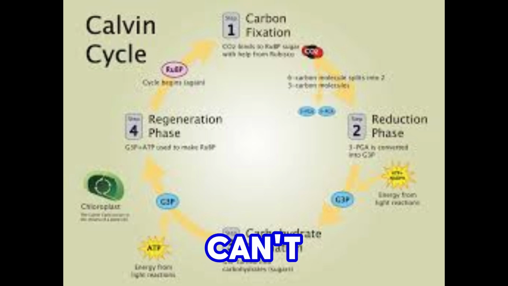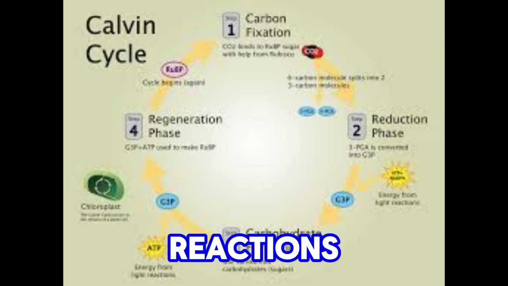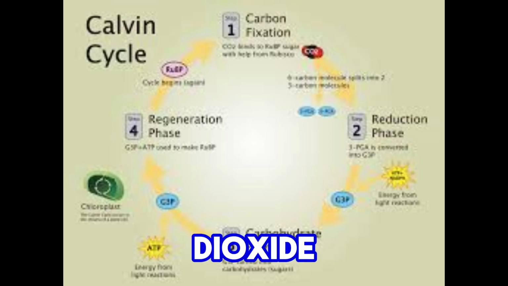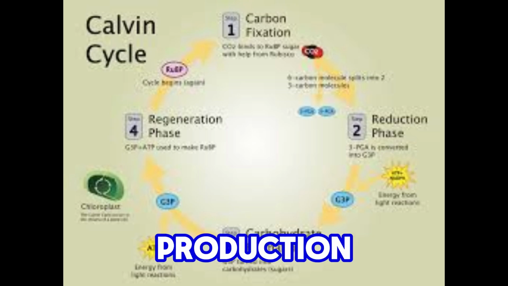Phase 3, regeneration. But the cycle can't simply stop. Most of the G3P is used in reactions that regenerate the carbon dioxide acceptor molecule, RuBP. This allows the cycle to continue accepting more CO2. A smaller portion of G3P can leave the cycle and contribute to carbohydrate production.